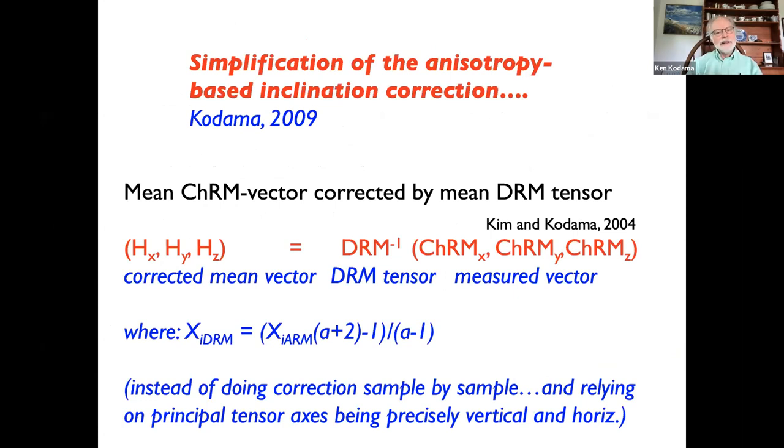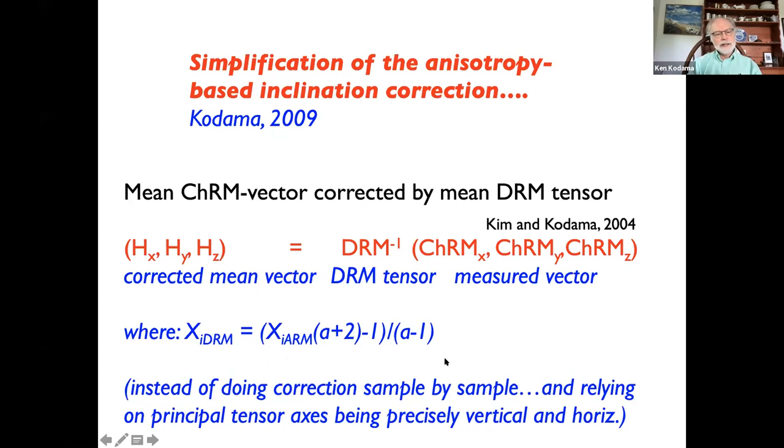Finally, I'm going to end here, as Andrea mentioned before, you need to look at the complete tensor. A lot of Mike Jackson's equation assumes that the minimum axis is perpendicular to bedding and the maximum axis lies in bedding. That's not always the case when you measure real rocks. And so, this was suggested by Bang On Kim, one of my students, you need to look at the inverse of the DRM tensor to correct the magnetization to get back to the field inclination. And following Mike Jackson, you can relate that DRM tensor to the ARM that you measure, but you don't have to assume that the minimum axis is perpendicular to bedding.